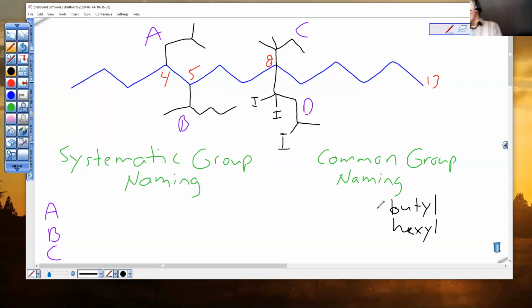And C has 5 in it, I believe. 1, 2, 3, 4, 5. That's a pentyl. So that doesn't really cover it, because butyl is 4 in a row. This is not 4 in a row. It's 3 in a row with a branch off the second last one. That is covered by this prefix, iso.